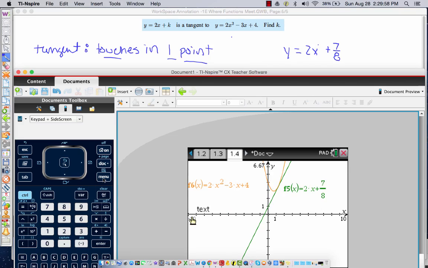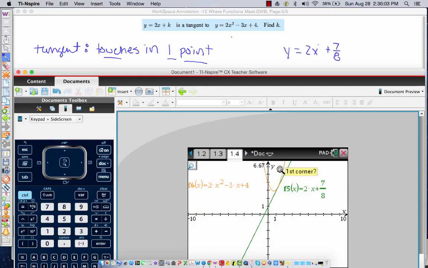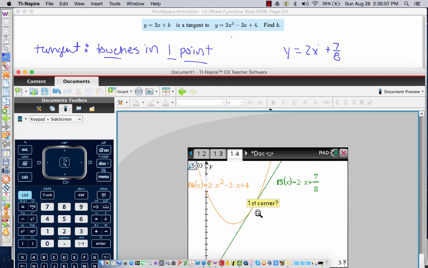Maybe we'll take a little zoom, menu, window. I love the zoom box. Just get a little closer in there. It'll zoom in for us. And it's tangent right there at that point when k equals 7/8.